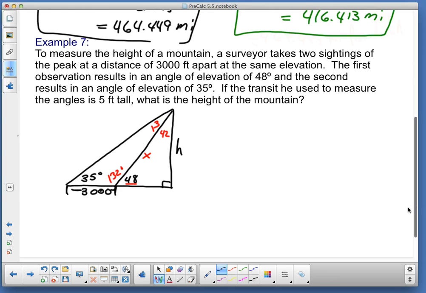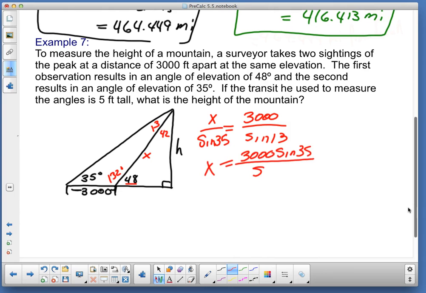To find x, and I suppose I've got red there, so let's find x with red. X sine of 35, that's across from it, is equal to 3,000 sine of 13. So x is equal to 3,000 sine of 35 all over sine of 13. Pop that in my calculator, and I get myself 7649.349. Now, remember, this is feet. Okay, and that's my x value. That is not the elevation yet.